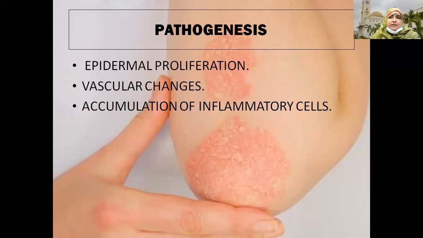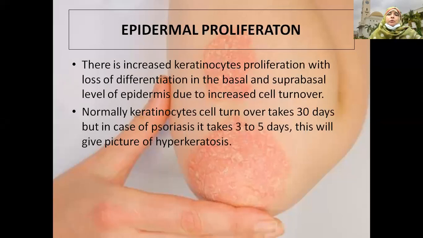Now, for its pathogenesis, three mechanisms come into play. These are the endpoints of immunological reactions taking place inside the body. When the immune system comes into play, what happens? There is epidermal proliferation, there are changes in the vascular system of the skin, and finally, accumulation of inflammatory cells that release certain cytokines and other agents, and finally we see the result. Now about the epidermal proliferation, what do we see?